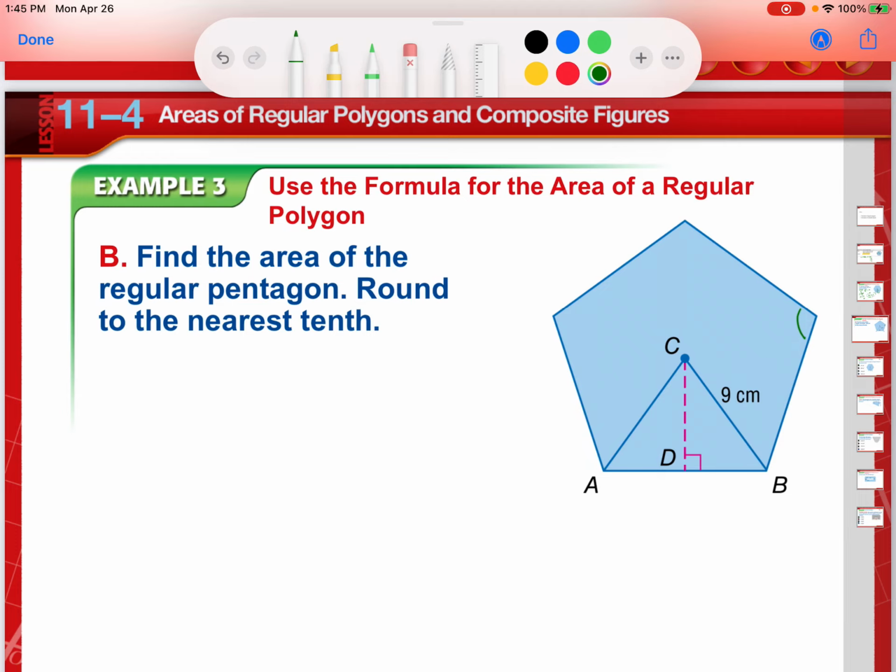happiness. And so how I'm going to do that is I'm going to use that same formula. So I'm going to say 5 minus 2 times 180 divided by 5. So I'm going to have 540 divided by 5, which I believe should be 108 for interior angles.